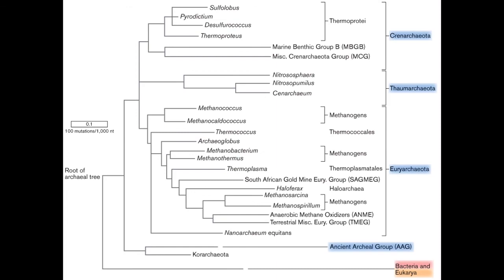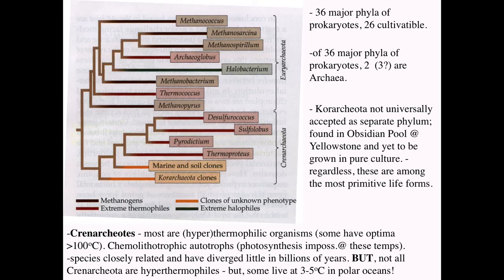Again, it's a phylogenetic tree, I know. My eyes glaze over when I see these too, but it's a really simple one, because basically all we really want to talk about are the major phyla present in the archaea. We're going to talk about the Crenarchaeota, the Thaumarchaeota very briefly, and the Euryarchaeota. And we may even mention this Korarchaeota, or we will mention this Korarchaeota.